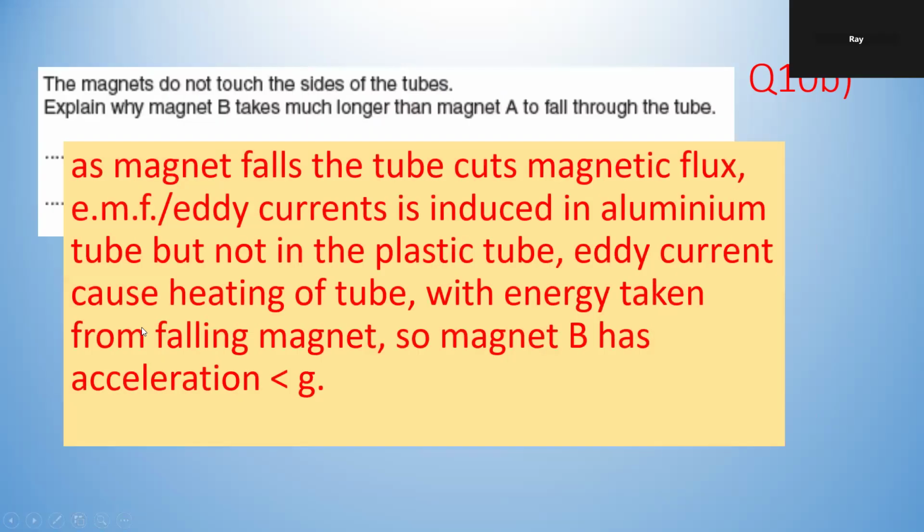So as the magnet falls, the tube cuts the magnetic flux. EMF or induced current is induced in the aluminum tube, but not in the plastic tube. Eddy current causes heating of the tube, which takes energy from the falling magnet. So the magnet has acceleration less than g. Basically, your mechanical energy is converted to electrical energy and heat.